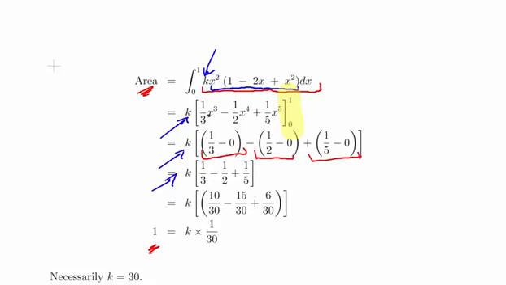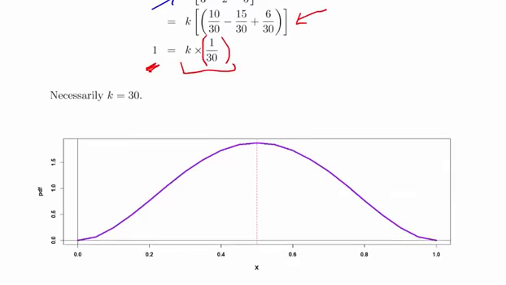When we evaluate at 1, we get 1, and when we evaluate at 0, we get 0. And so it's 1/3 minus 0, minus 1/2 minus 0, plus 1/5 minus 0. Let's tidy that up to make it easier to evaluate. We would get 10/30 minus 15/30 plus 6/30, and working that out, we get 1/30. So k times 1/30 is equal to 1, and necessarily k is equal to 30.